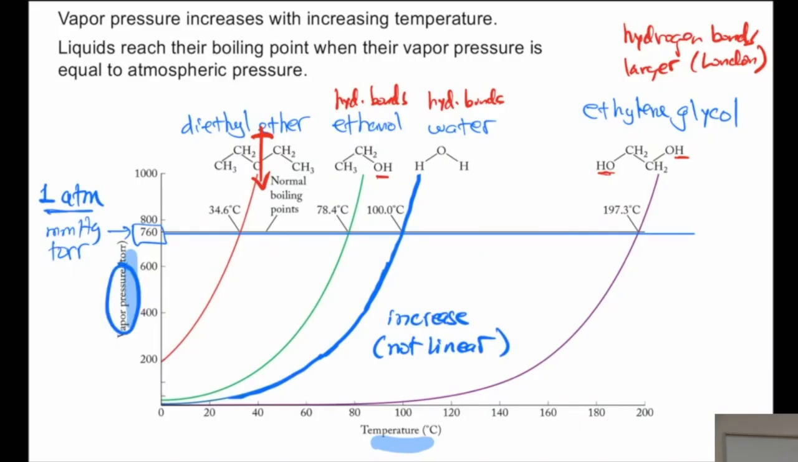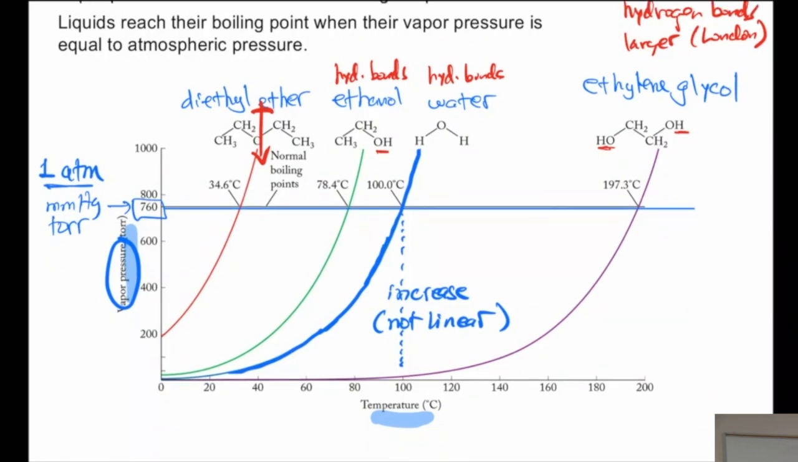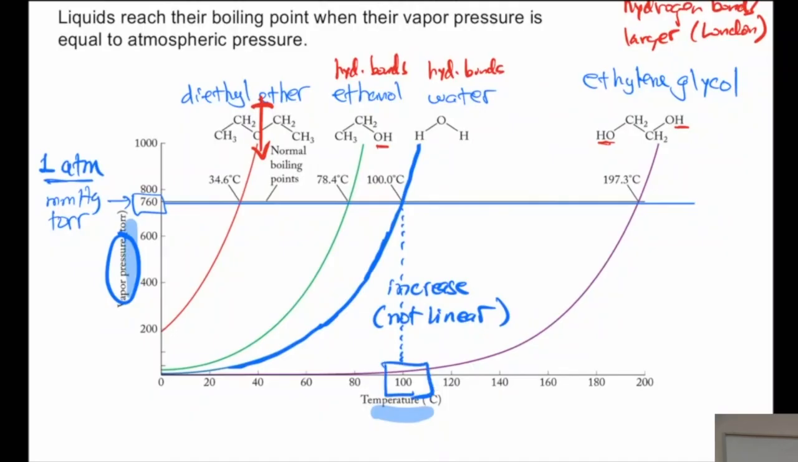At some point, this has a vapor pressure of 1 atmosphere. What's the temperature when the vapor pressure of water is at 1 atmosphere? What's that temperature? 100 degrees Celsius. What does that mean to you? What's 100 degrees Celsius for water? It's the normal boiling point. That's right. This is the normal boiling point of water. It has a vapor pressure of 1 atmosphere.